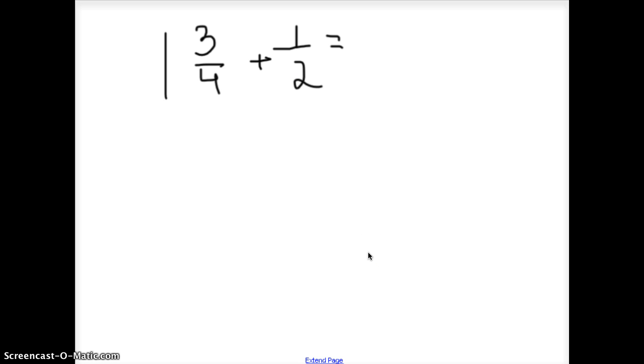The next problem is a little bit more difficult. We have a whole number here. The whole number with the 3/4 we call a mixed number. You're mixing a whole with a fraction. And as you can see, the denominators don't match, so we need to do the same thing again. And in the last example, I was able to change 1/2 into 2 fourths.